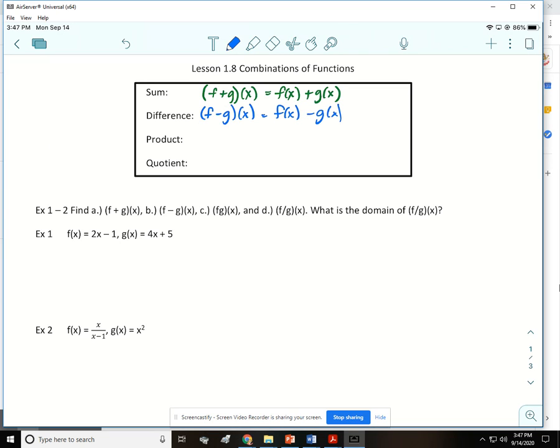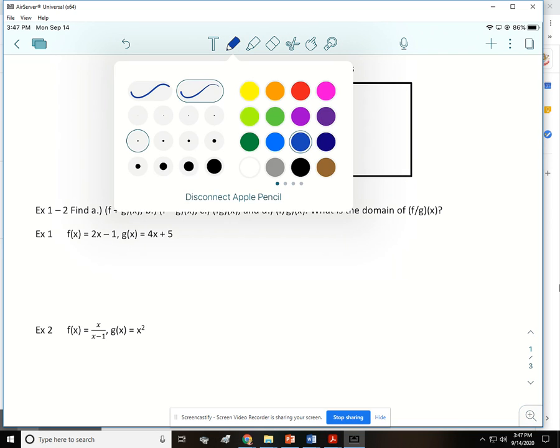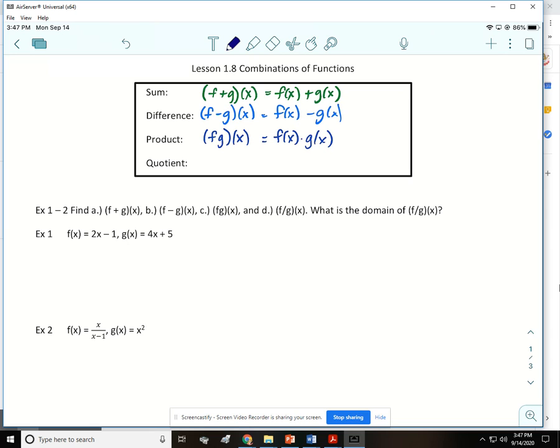All right, and then for the product, same thing again, but with multiplication. So in parentheses, you'll just have fg of x, and that means f of x times g of x. Right, and then quotient is division. So it could be written like f and then slash g of x, or written as f of x over g of x. Both of those means you're dividing f of x by g of x.